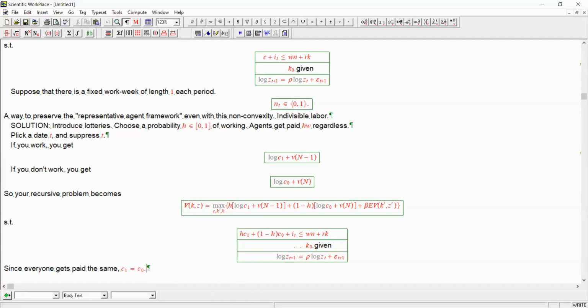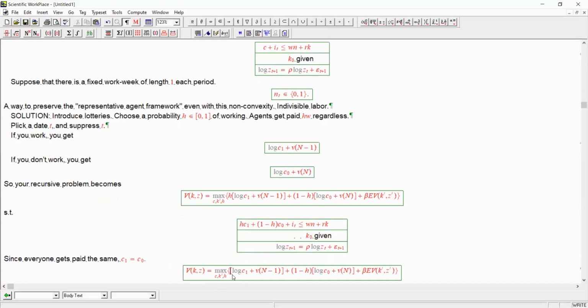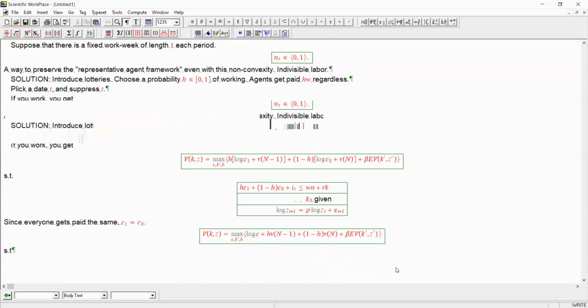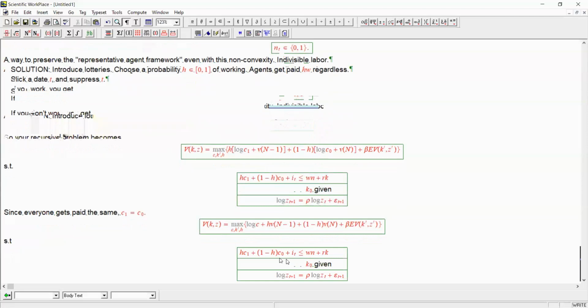And as a result, this problem is actually simpler. There is only one C, and what you get for sure, you're just randomizing over whether you work or not. Now let's rewrite some of this.